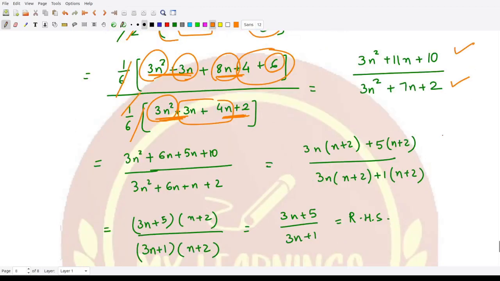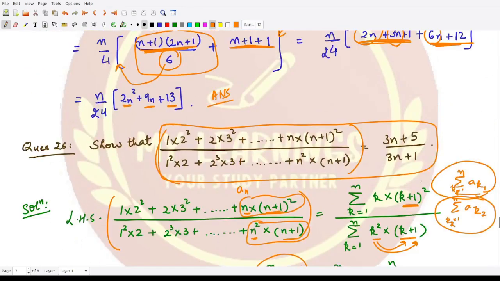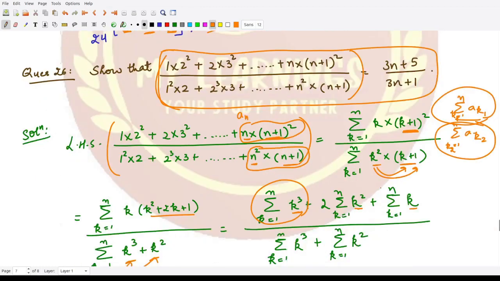Now you can factorize both of them. To factorize, you know how to factorize. We obtain the factors as (3n+5)(n+2) and (3n+1)(n+2). So this n+2 and this n+2 get cancelled with each other, and you're left with (3n+5)/(3n+1). And this is your right hand side, which is what we wanted to prove in this particular video. So I hope you understood this question well.